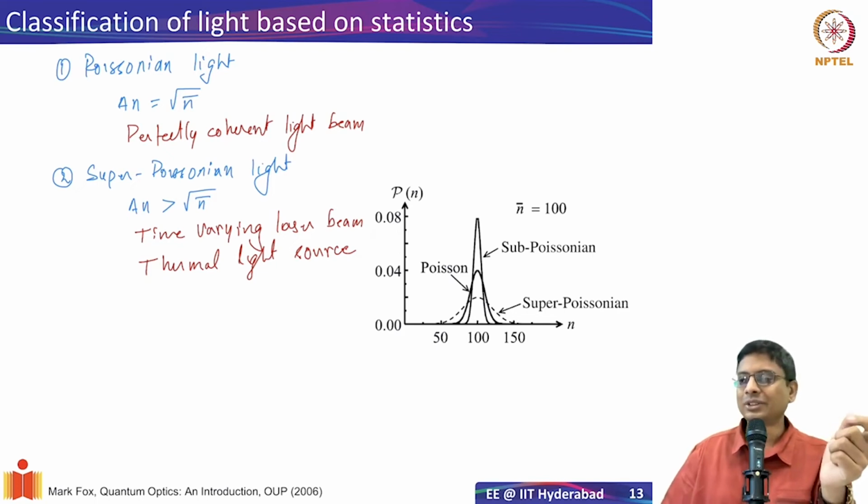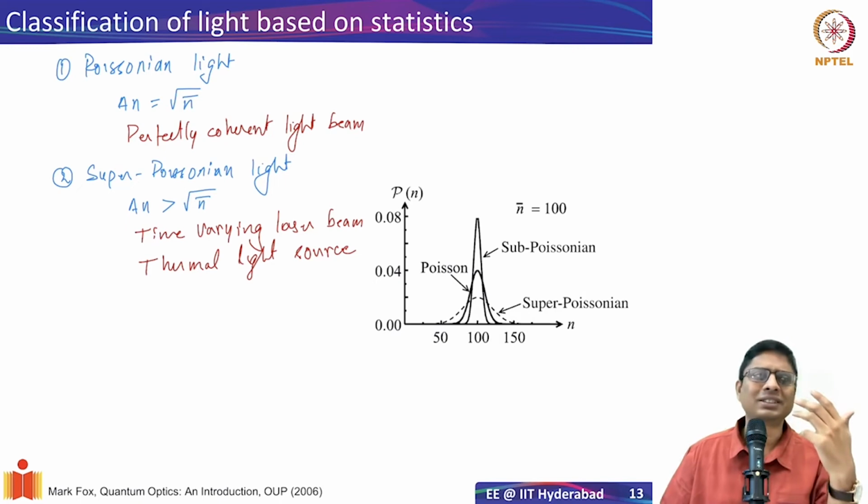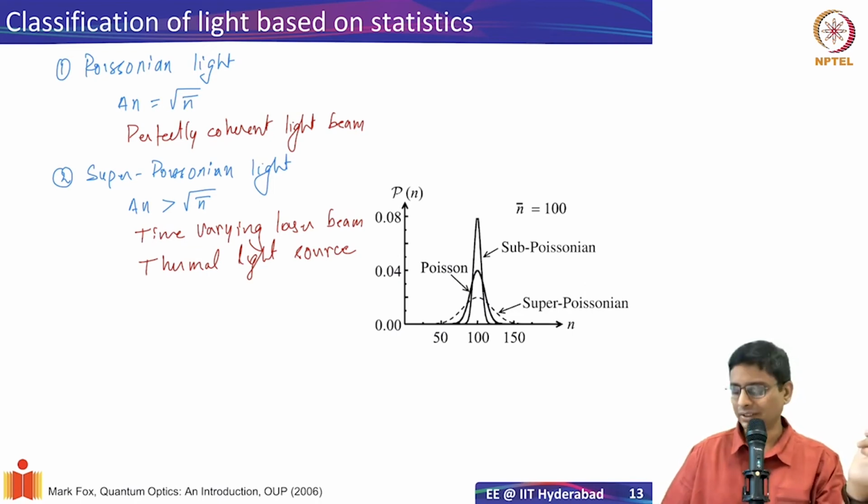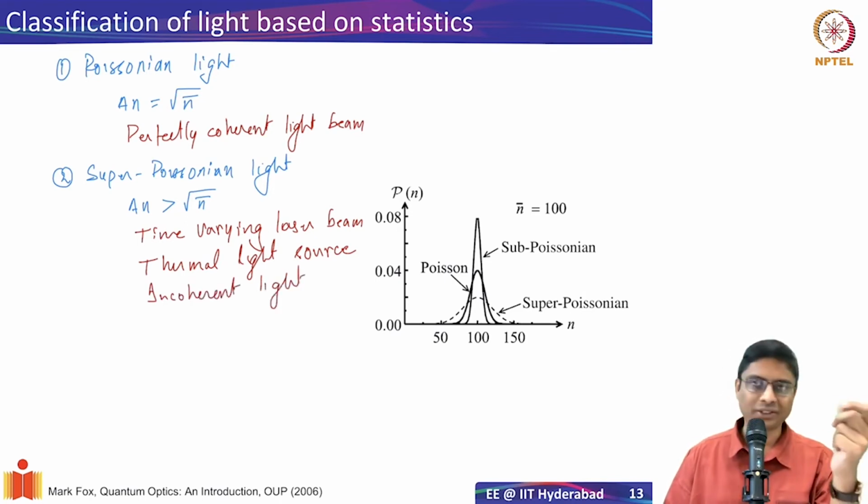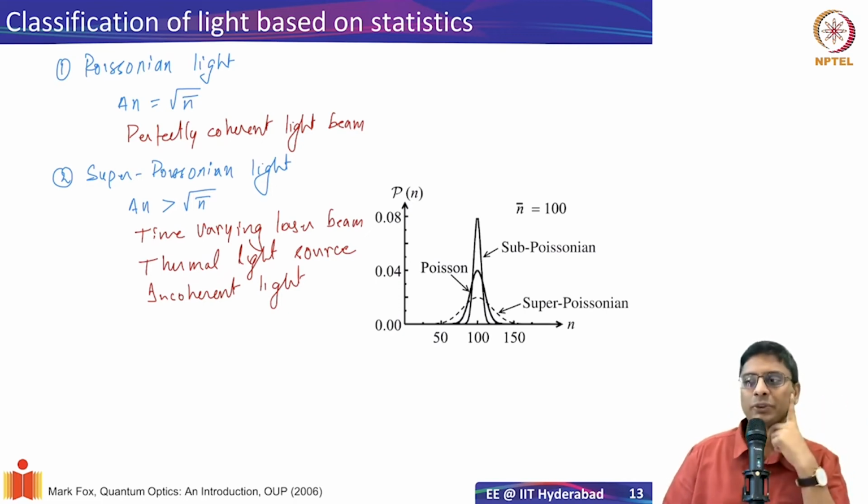So a thermal light source is one example, wherein the light is emitted incoherently and it has random fluctuations, and the wavelength also is broad, right? So a thermal source is another example of a super Poissonian light or even an incoherent source. Incoherent light, whichever it is, wherever it is, broad emission is going to be super Poissonian.